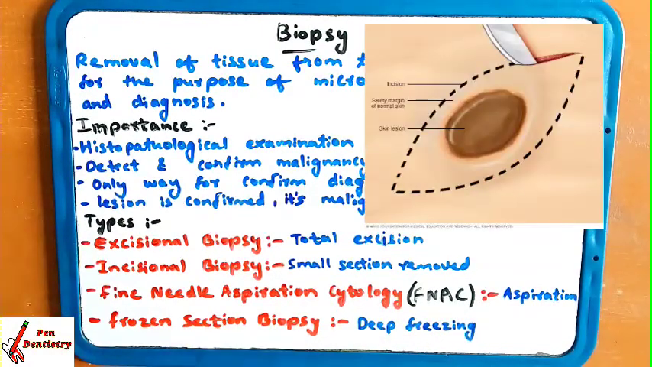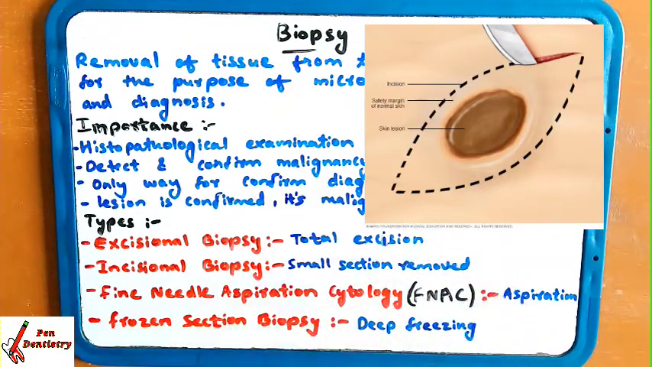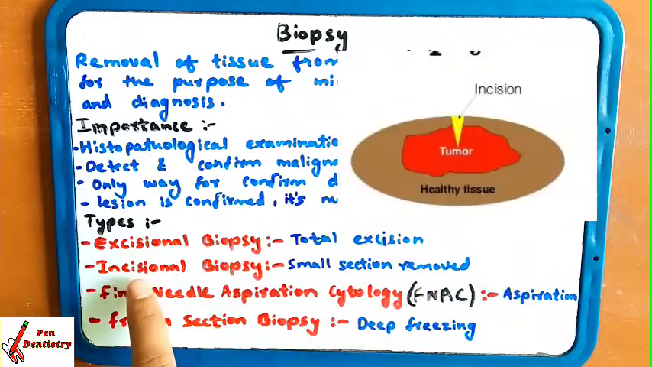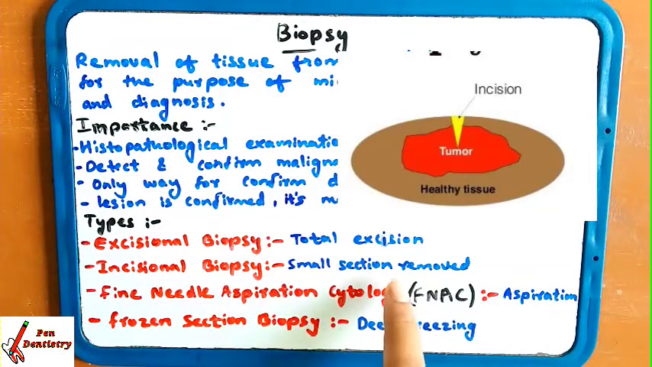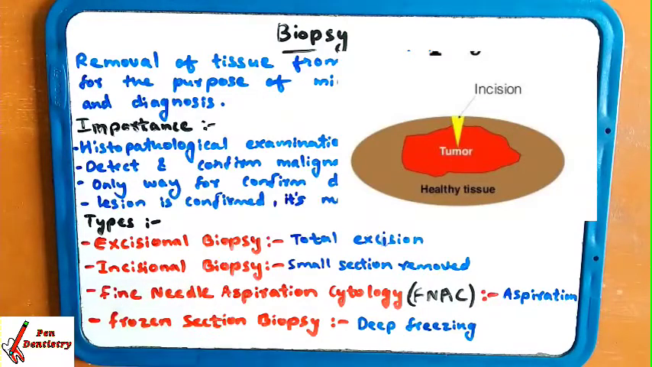In excisional biopsy, there will be a total excision. If a lesion is totally excised for histological evaluation, that is known as excisional biopsy. You are going to remove the total lesion for the biopsy. Incisional biopsy is where you remove a small section, and once the small section is removed, the histopathological report is made. This is the incisional biopsy.